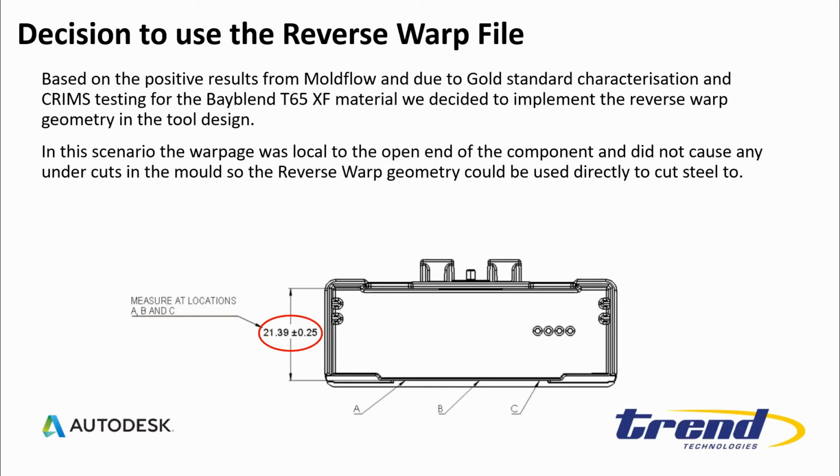So luckily in this scenario, the warpage was actually localized to the open end of the component, and it didn't cause any undercuts when the toolmaker looked at the reverse warp file and used it. So it was quite clean. They could basically use the file directly in the steel, and it was an agreement between Trend and our toolmaker that they would use this file to overcome this problem.